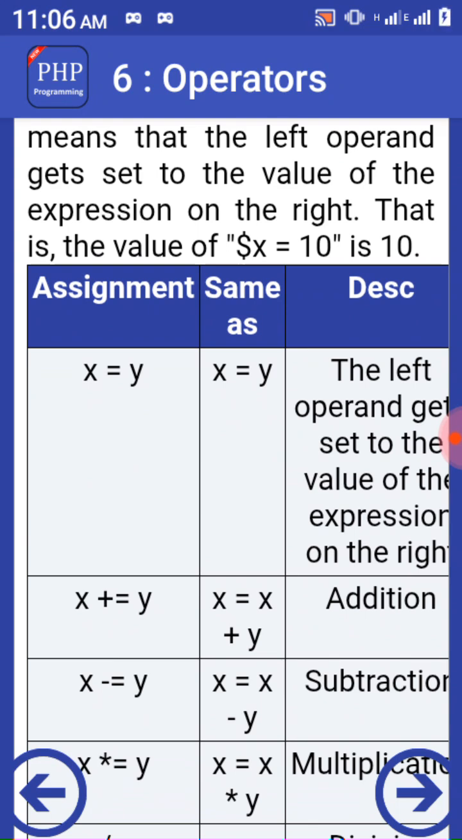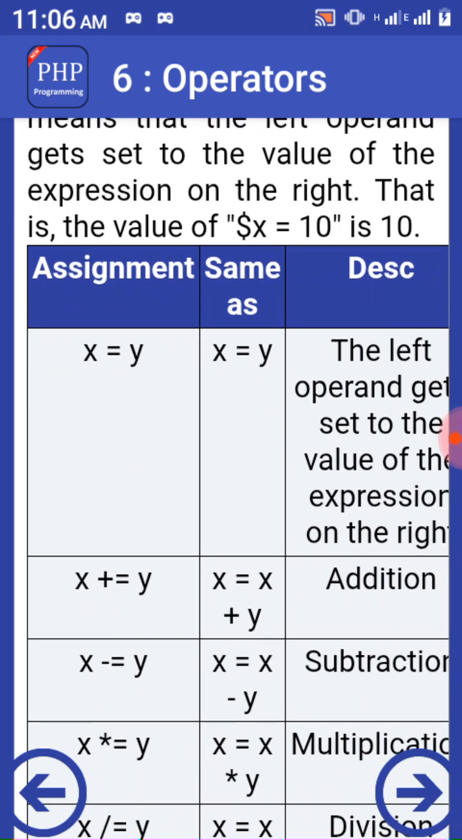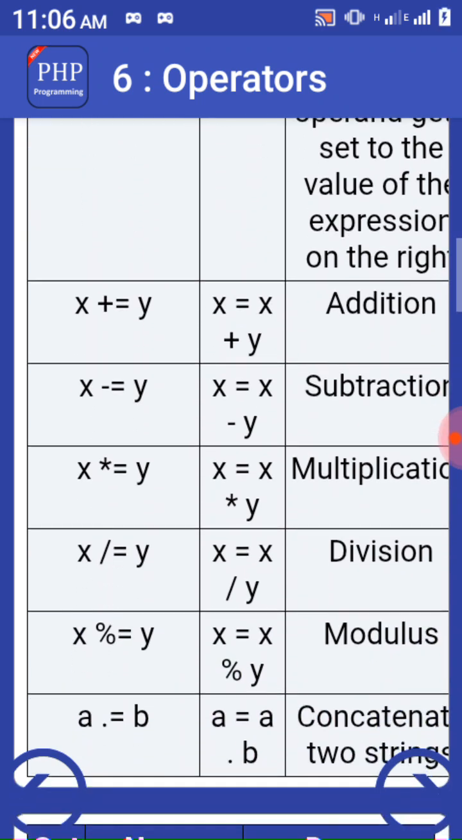On the reverse, y equals x means that the left operand gets set to the value of the expression on the right. x plus equals y means x equals x plus y, which is addition. x minus equals y means x equals x minus y.